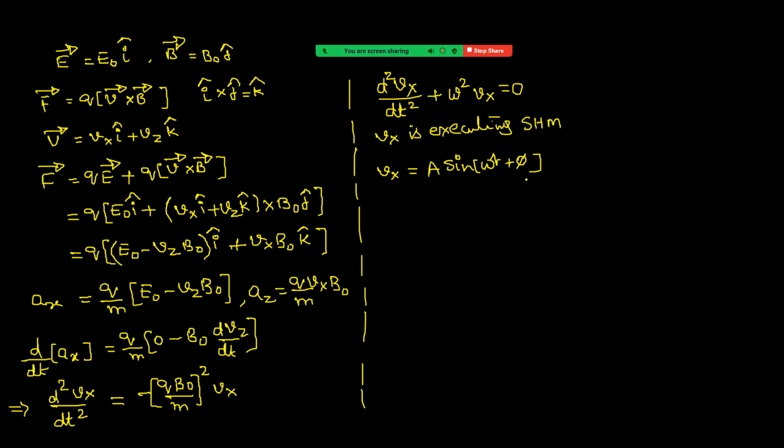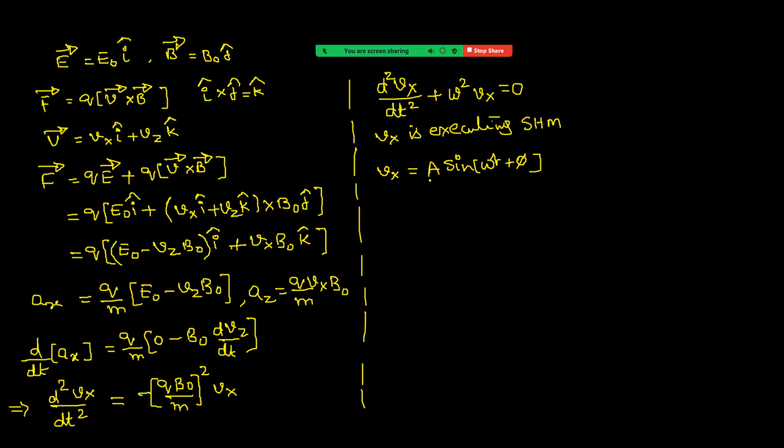Now in this, A is unknown, φ is also unknown. Coming to ω, it is known, right? What is the ω value? ω = qB0/m. So ω is known, but φ is unknown and A is unknown.